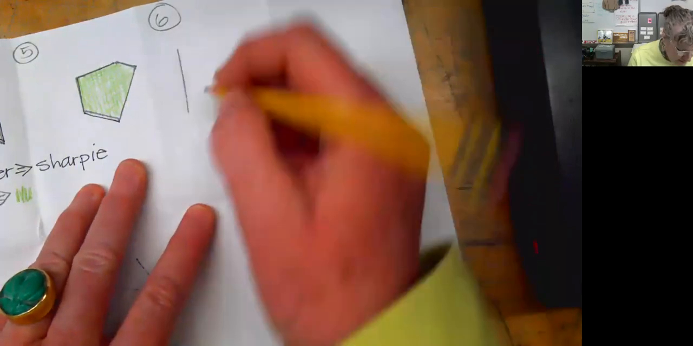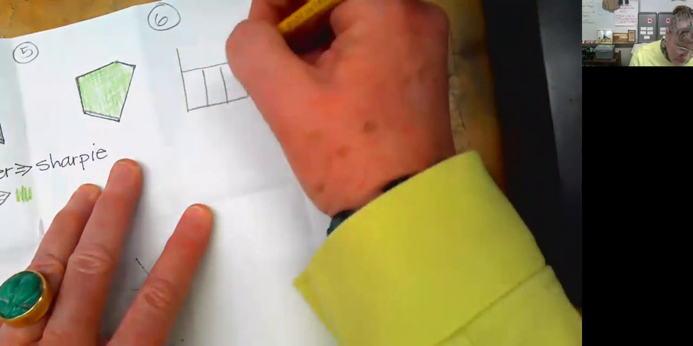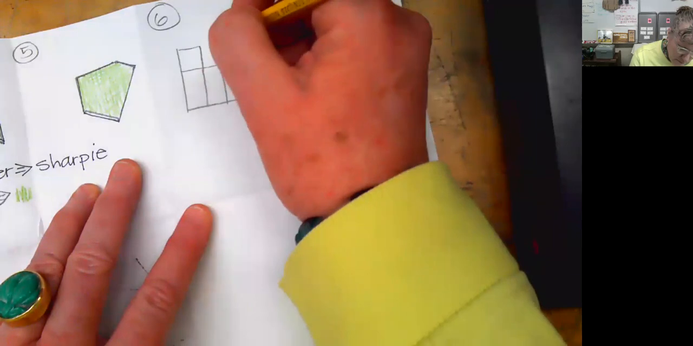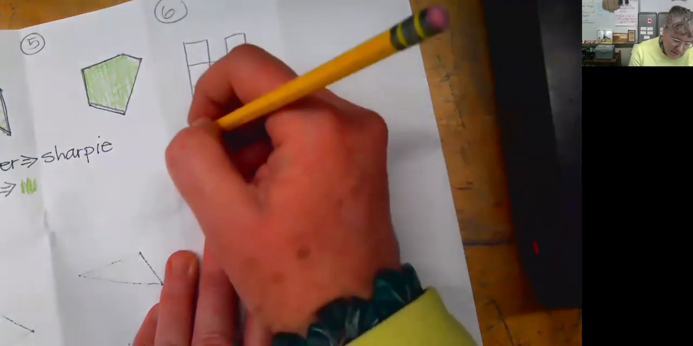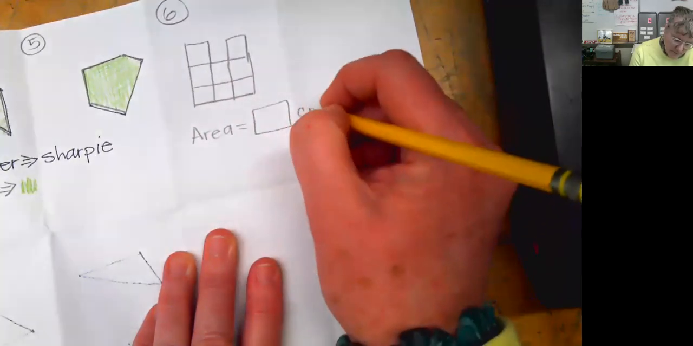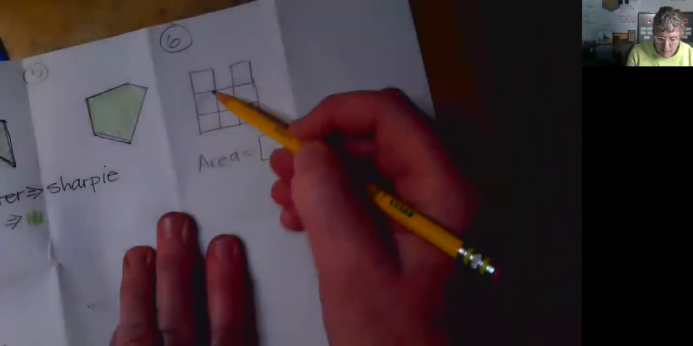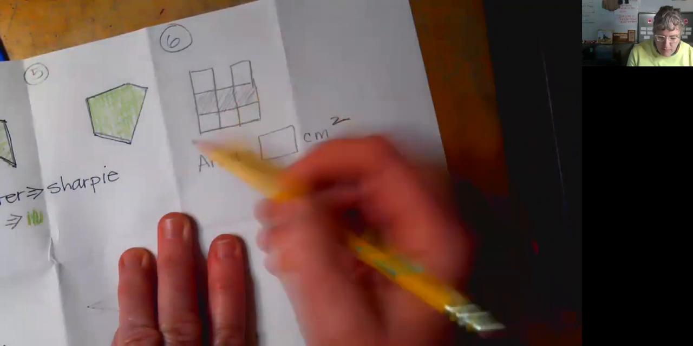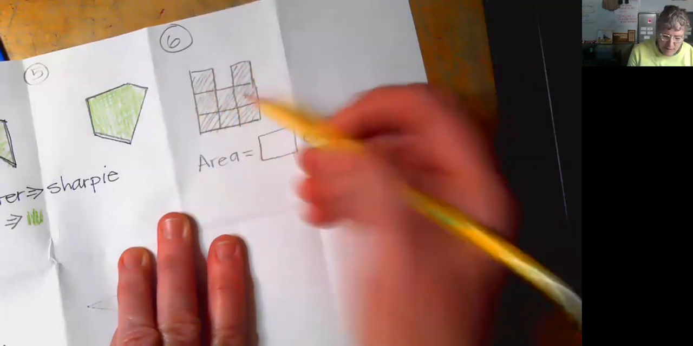So I have something that looks like this. I have 6 squares on the bottom. And then I have a square on either side. So if I'm counting this, I would just say 1, 2, 3, 4, 5, 6, 7, and 8 is my area. It's 8 centimeters square, right? I'm just counting up the number of squares I have.